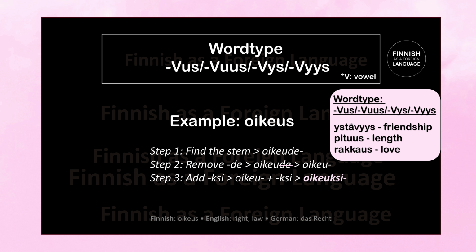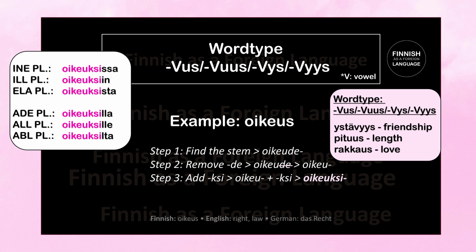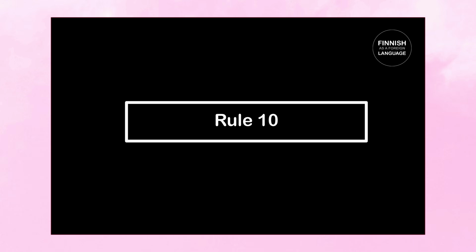Now we can add the case endings. Inessive plural is oikeuksissa, illative plural oikeuksiin, elative plural oikeuksista, adessive plural oikeuksilla, allative plural oikeuksille, and ablative plural is oikeuksilta. Next one, rule number 10.